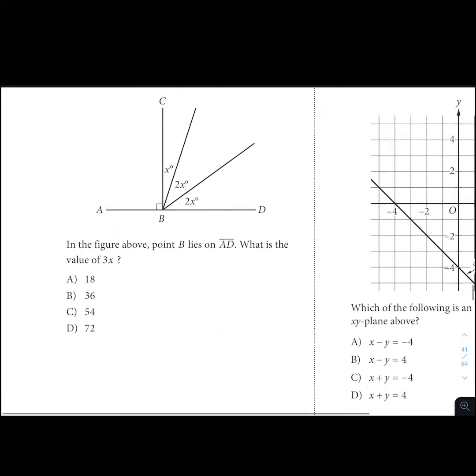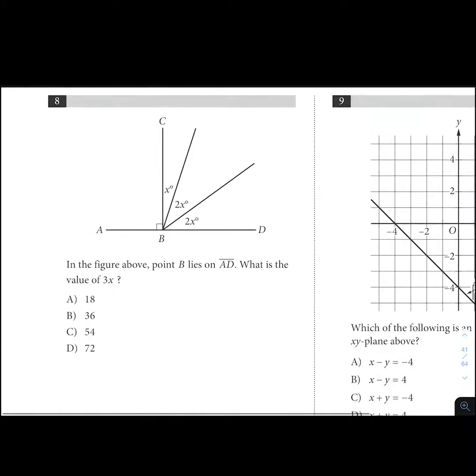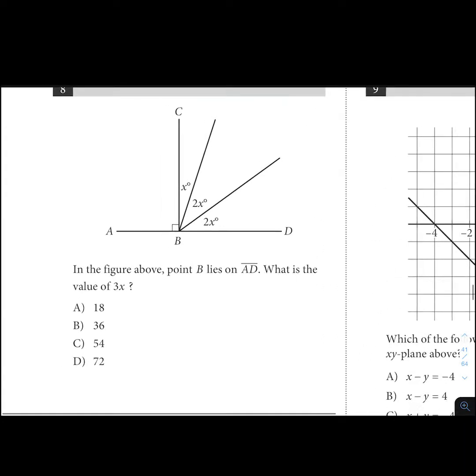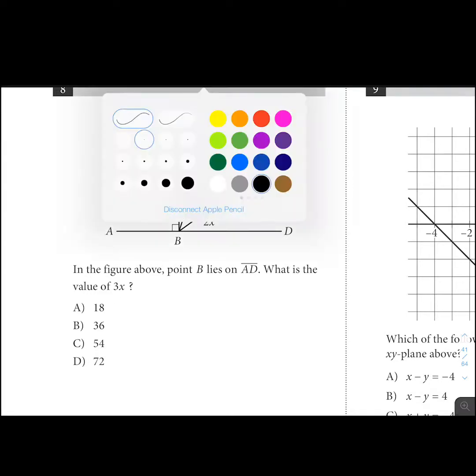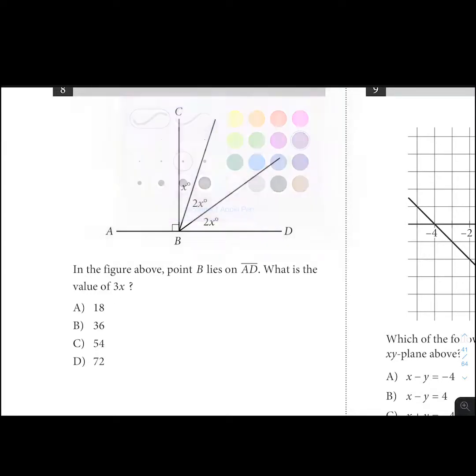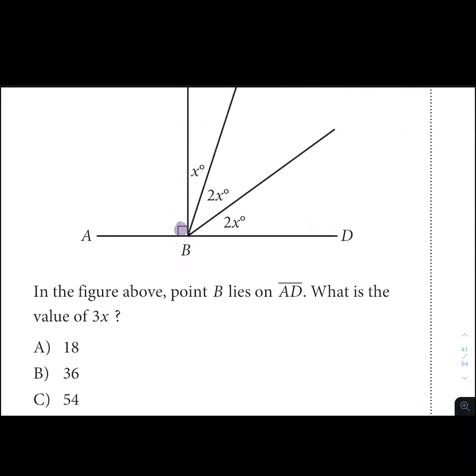Number 8, some geometry here with angles. In the figure above, point B lies on the line AD. What is the value of 3x? So if you notice here that this equation, I'll just do it in this color. This right here is a right angle. And notice here AD is a straight line. So don't forget, a straight line has 180 degrees.